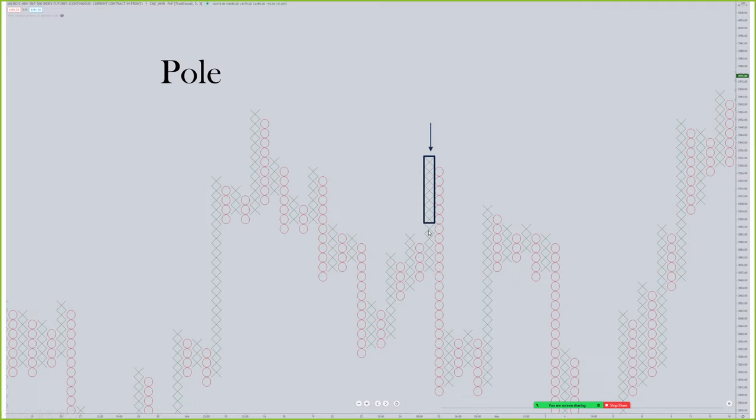There's less than 15. Sorry. I'm trying to think. It's at least 5. So yeah, at least 5 boxes above the entry. And that's how you trade a pull pattern. Pull patterns show up everywhere.